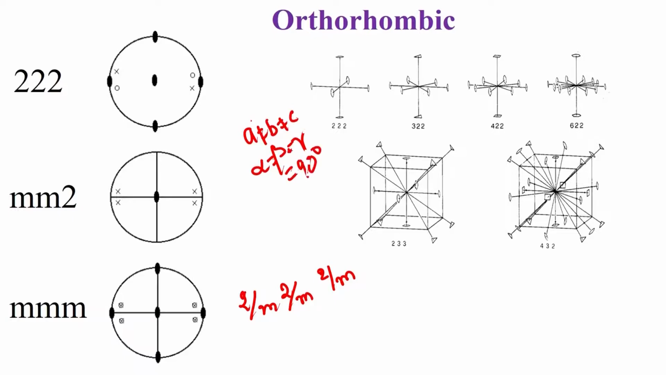So, the three angles are at 90 degrees to each other, they are mutually perpendicular, and we have this system which now represents the orthorhombic system. Just like the monoclinic system was able to generate the mirror and the 2 by m, orthorhombic generates the 2, mirror and 2 by m in all three directions, because we have the three mutually perpendicular directions.